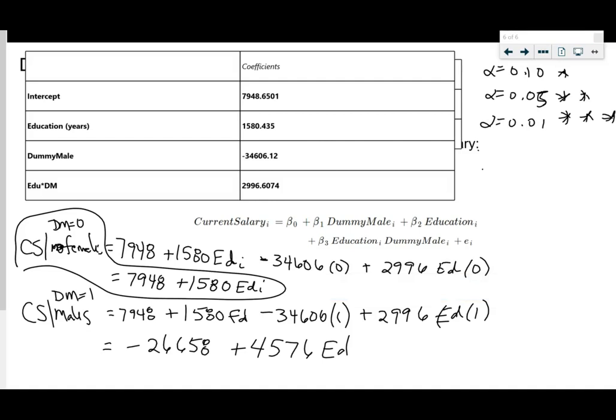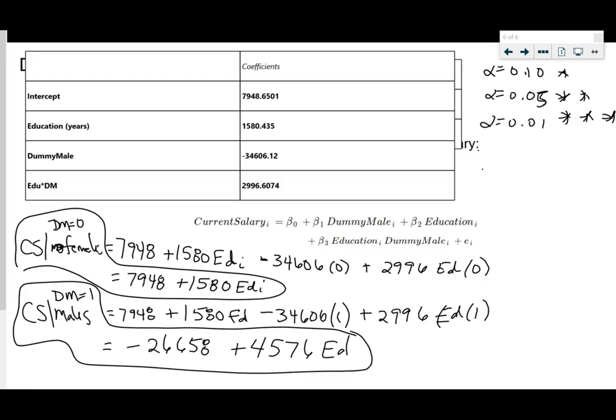And then also, how about the other one? For the current salary for the males, again, 7948, 1580 is the coefficient on education, but now this negative 34606 is the coefficient on dummy male, but dummy male for males takes on a value of 1, plus 2996 education interaction term, but dummy takes on a value of 1. And so when I carry out that algebra, negative 34606 times 1 is a number that I can combine with the other constant term to get 26658. And the education terms I can combine to 4576. And so what I've got is the current salary equation as a function of education for males. So, can you interpret what the value of 4576 represents here?